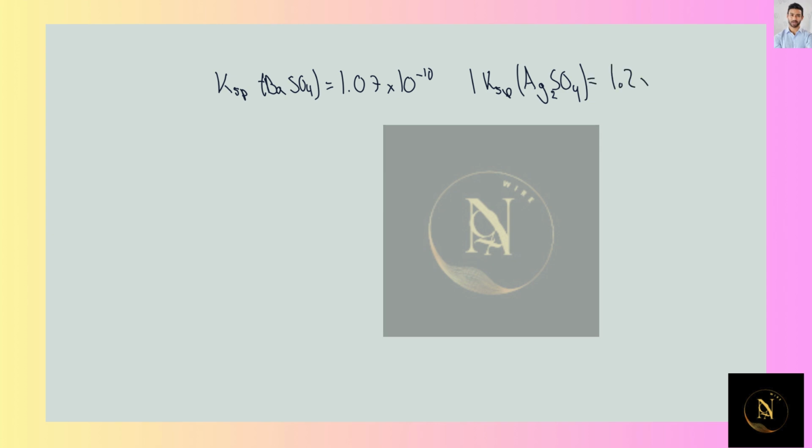Hi, so for this problem we have two different possible insoluble solids. The first one is going to be barium sulfate, whose solubility product constant is 1.07 times 10 to the minus 10. And the other one is going to be the silver version of that sulfate, Ag2SO4, which has a constant of 1.2 times 10 to the minus 5. So first of all, we need to know which one is going to react first.